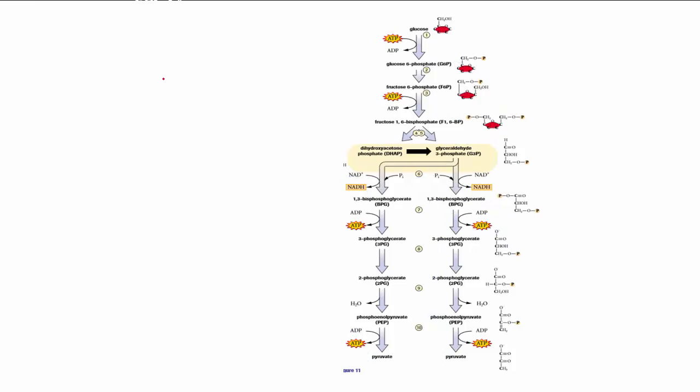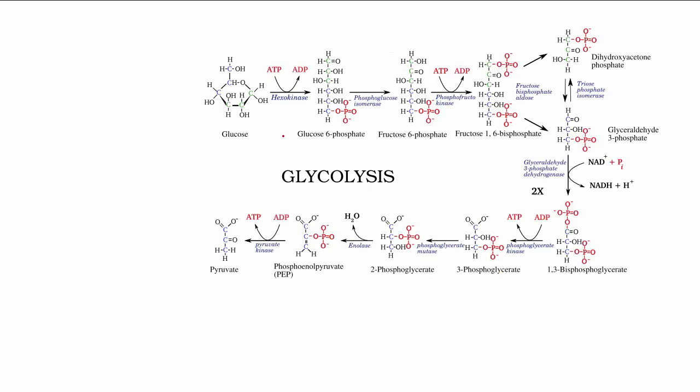Let's go on and have a look at another picture. This is an image of glycolysis as well, and I just wanted to show you this one because it has the structures and it also has the names of the enzymes here: hexokinase, phosphoglucose isomerase, etc. Once again, we can see glucose converted to glucose 6-phosphate as ATP phosphorylates the glucose.